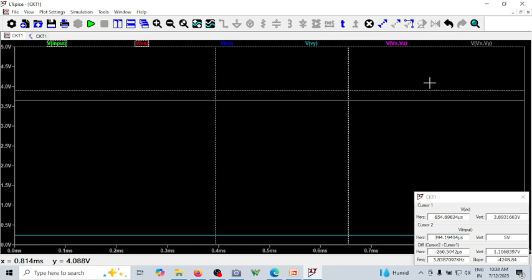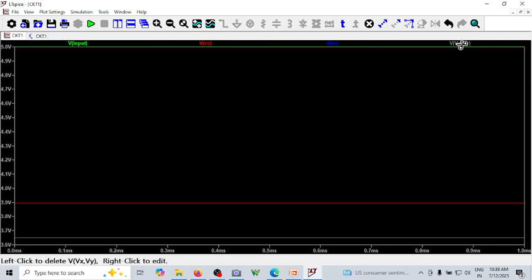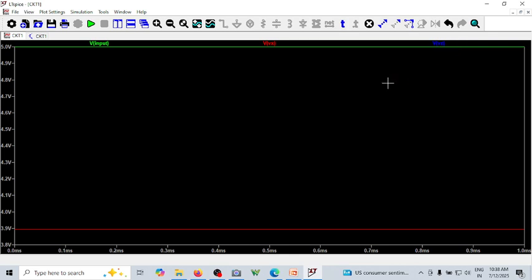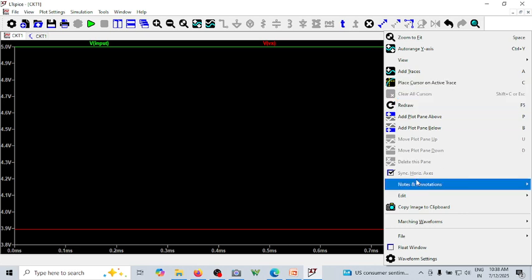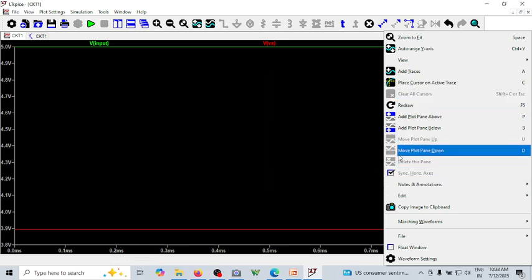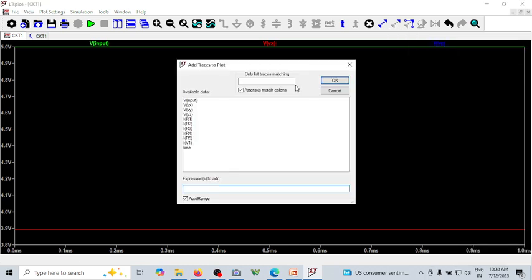Okay, this is about the cursors. If you want to delete any cursor, say it as escape. To delete the traces, we can just delete the trace here, delete, or you can delete all the traces. You can add the trace and delete the trace. You can see here, what do you have? You can add the traces from this.